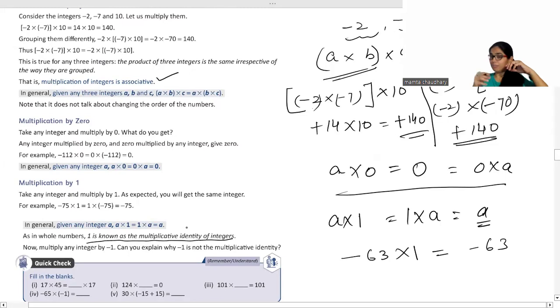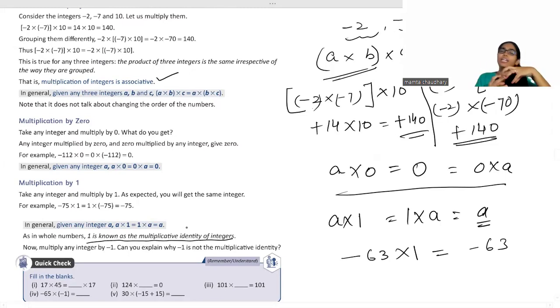So by 1, if we multiply any integer, we will get the same number. That is why this one is known as multiplicative identity. So till now we have studied two identities: one multiplicative identity, second additive identity.